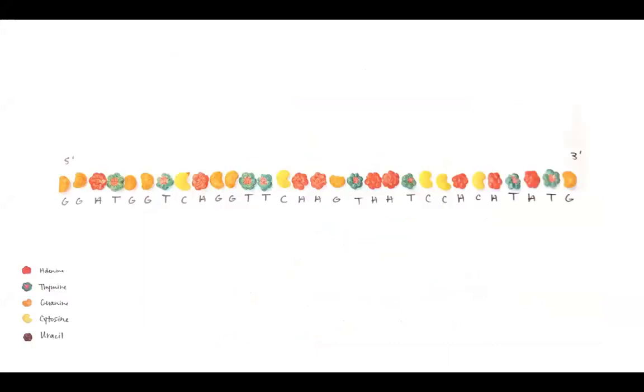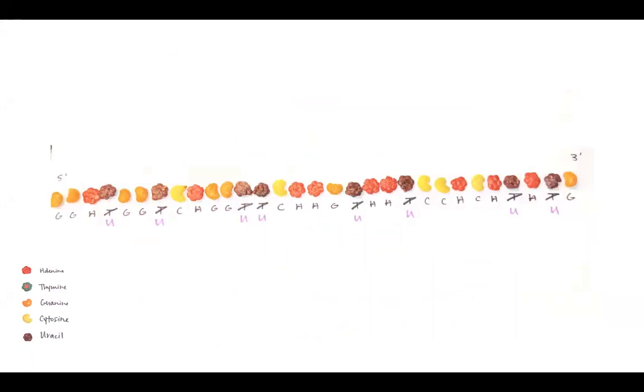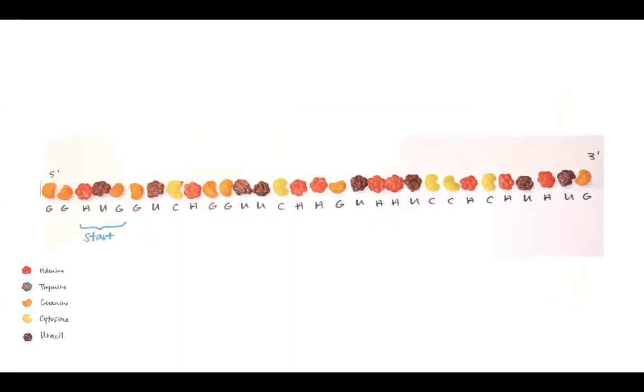So we have a bit of a problem here. We can see we have thymine in this RNA strand, which is incorrect because there is no thymine in RNA. It's uracil instead. So we need to trade all of these T's for U's. Now we're ready to start with translation.